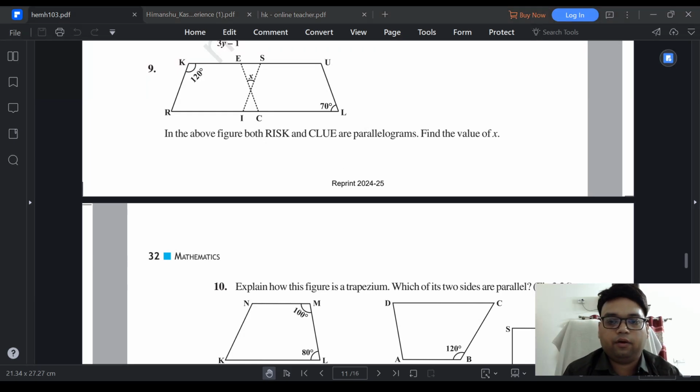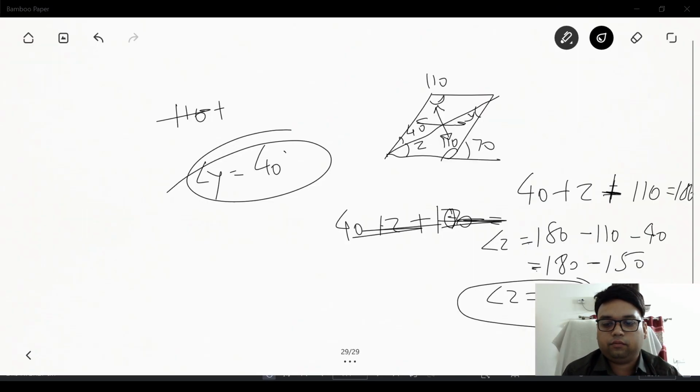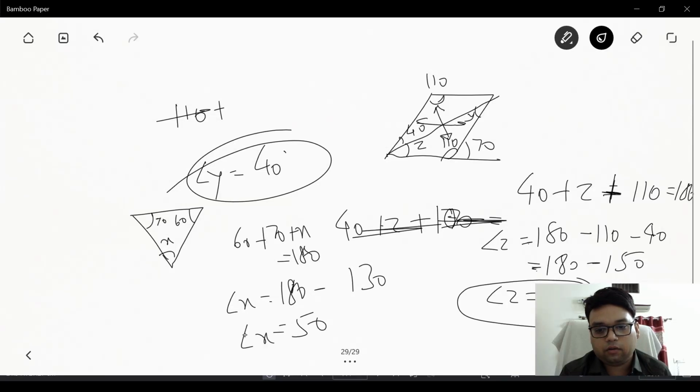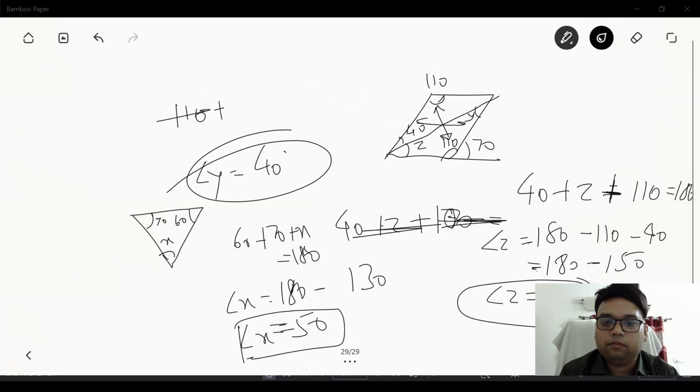Using the blank paper. Here, if we are able to calculate these two data, then angle x will be simple and easier to calculate. If this one is equal to 70, this one is equal to 60, then 60 plus 70 plus x is equal to 180 degree. Angle x is equal to 180 minus 130 degree. So this is equal to 50 degree. It is as simple.